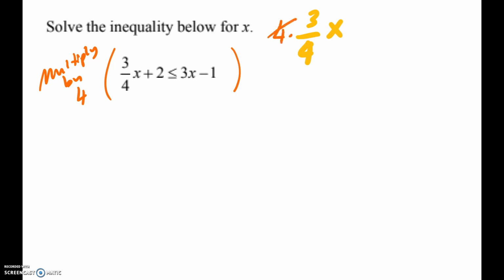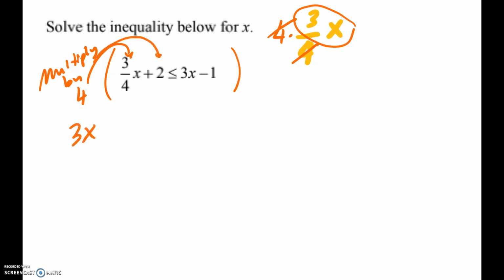Solve the inequality below for x. I know it looks irritating, this 4 in the denominator you don't want to see. I have an idea. Let's multiply everything by 4. If you do that, guys, observe 3 over 4 x. If you multiply this quantity by 4, do you see that you can really get rid of this denominator? It's going to be 3x.